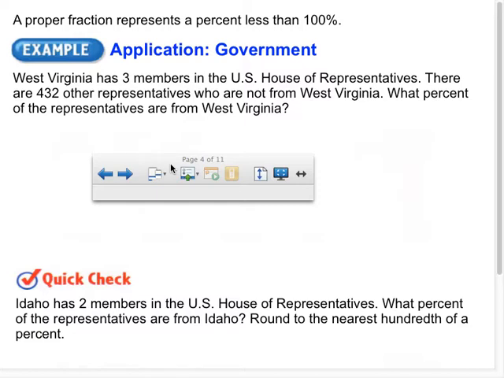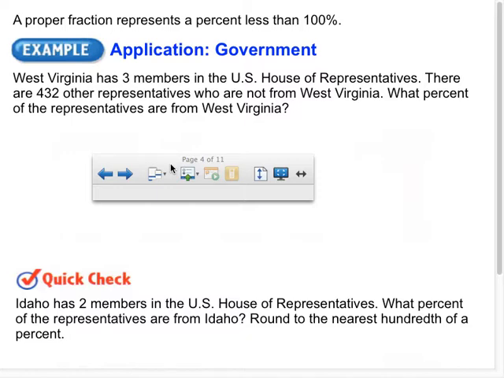So my denominator has to be what? 432. What is it? 432. That's what most students are going to say. They're going to trip on that. Okay. So a few of you threw your hands up really quickly. Fatima, can you explain to me your answer, please? So it says there are 3 members from West Virginia, and there are 432 that are not.